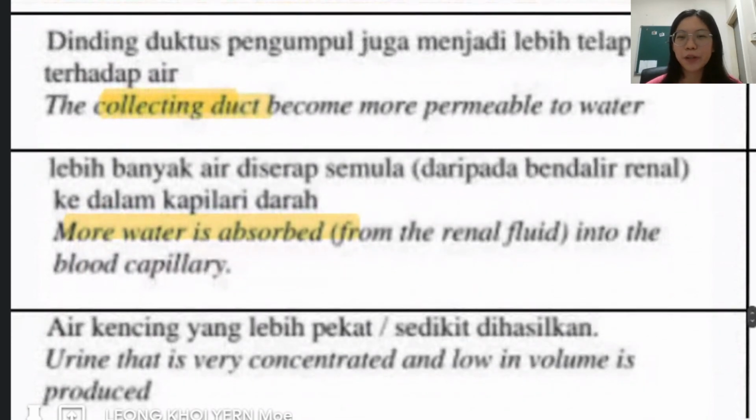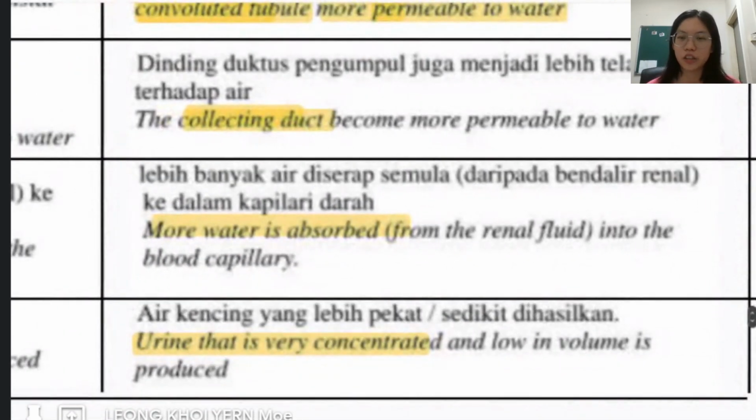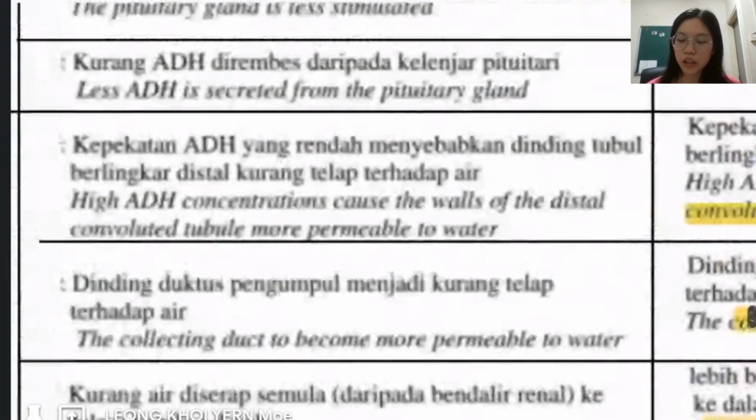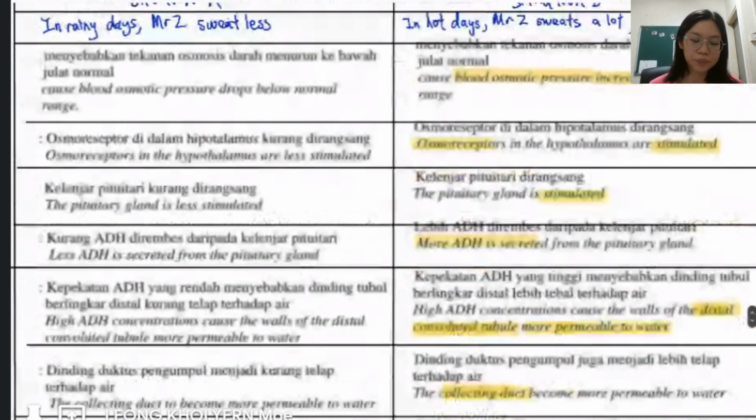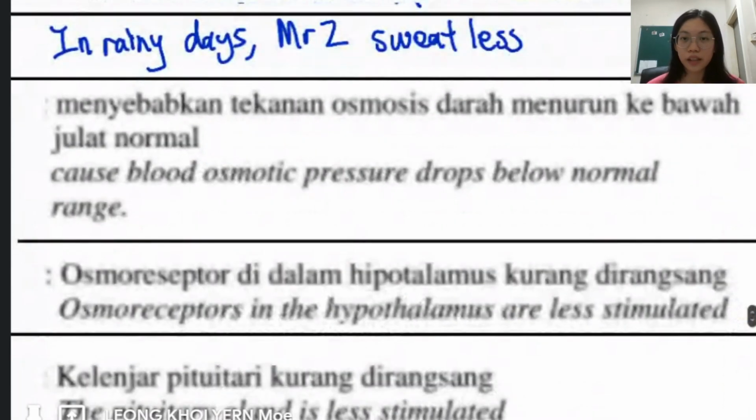And when more water is being absorbed, the urine produced will be low in volume. Low in volume means it's very concentrated, very yellowish in color. But we normally just say concentrated and state the volume. So in the opposite way, he sweats less.